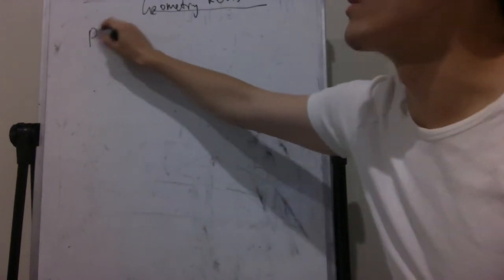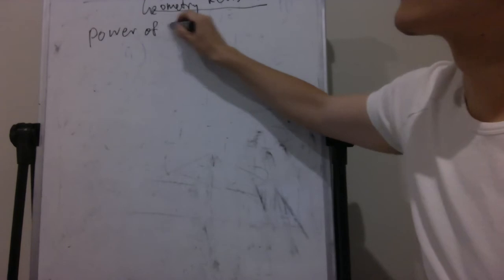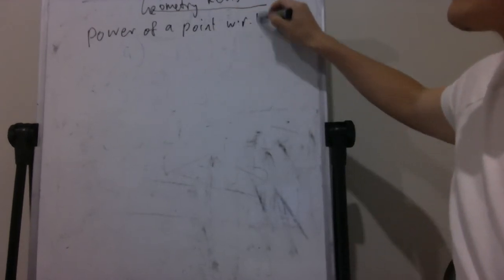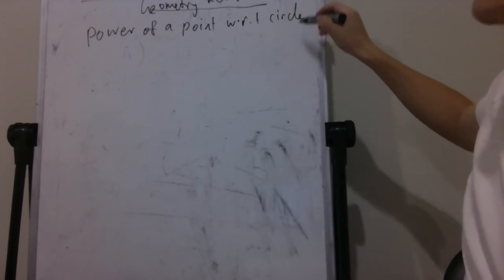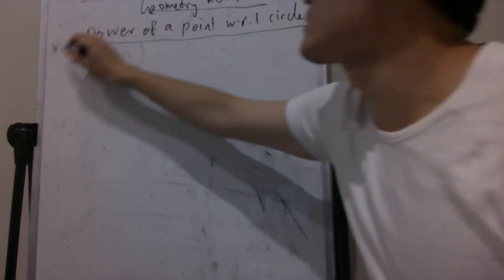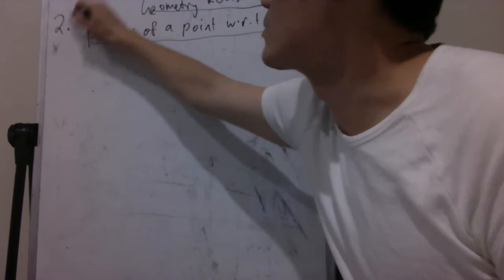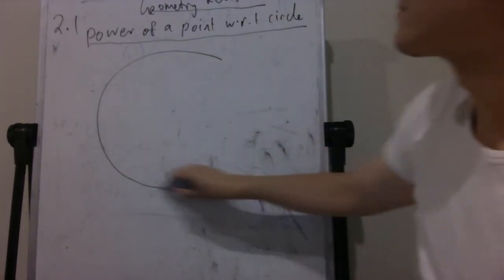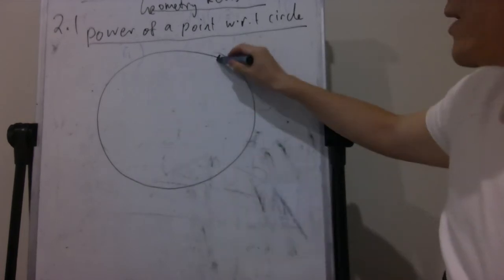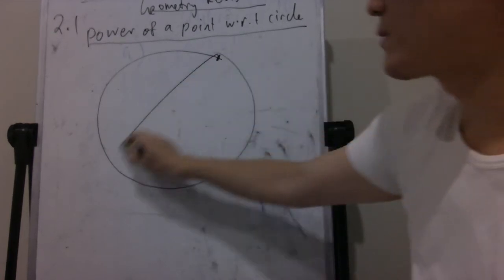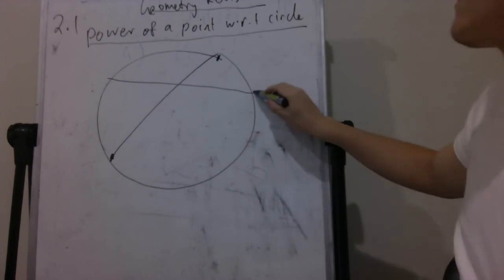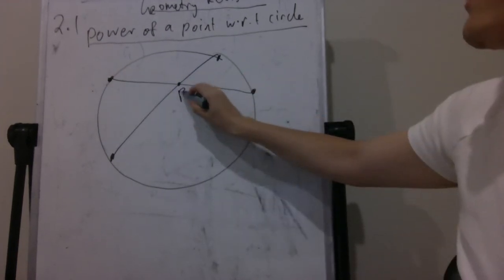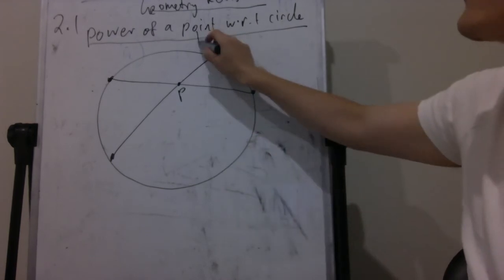So the power of a point. What is it? I asked once and then you were like, no, that's not with respect to a circle. Okay, so basically this is chapter 2.1, yeah? So you have a circle, and if you take two, and call this P. So the point that we're talking about is going to be P.